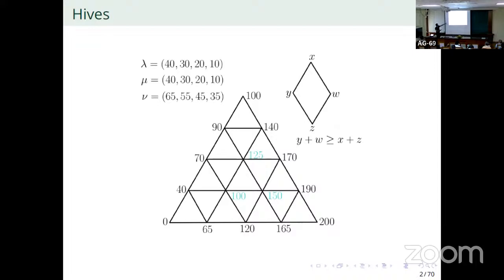So we call this rhombus concavity, which is simply that whenever you take a rhombus in this picture, this plus this has to be greater or equal to this plus this. Okay, so it's that.